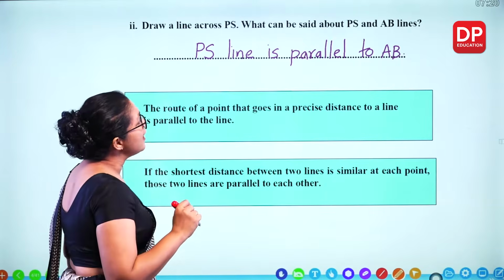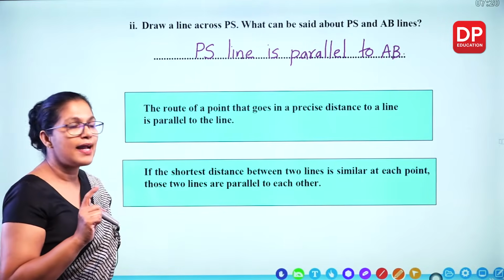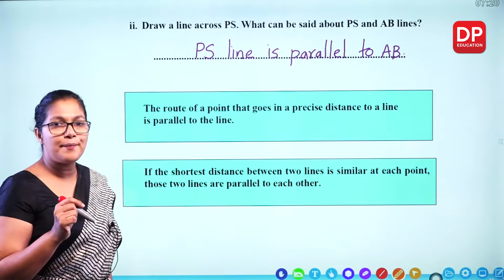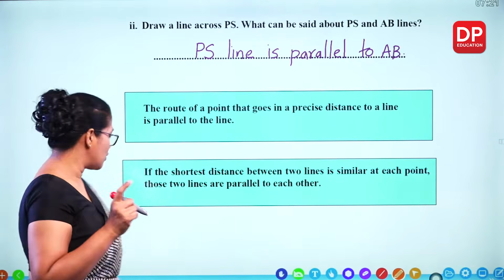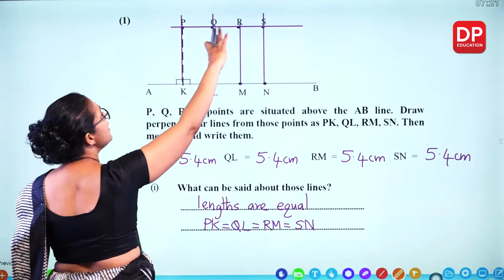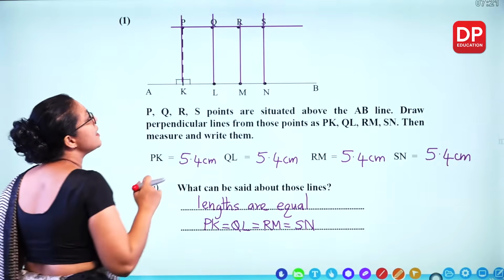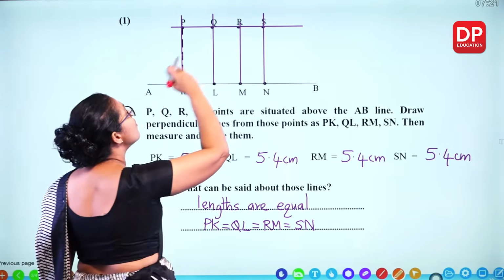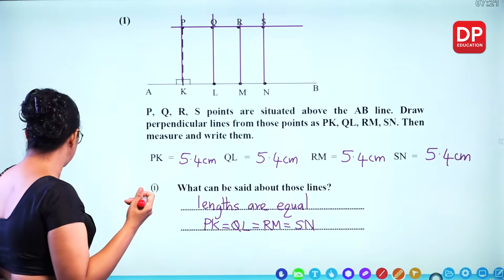If the shortest distance between two lines is the same at each point, those two lines are parallel to each other. So in this diagram, these are the perpendicular distances: PK, QL, RM and SN. The perpendicular distances are equal. So we can say PS is parallel to AB.